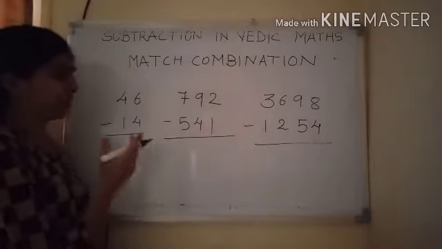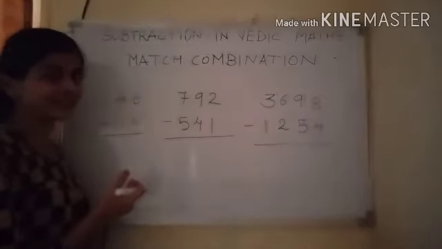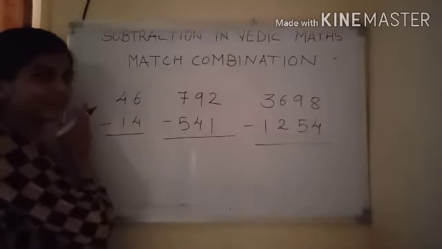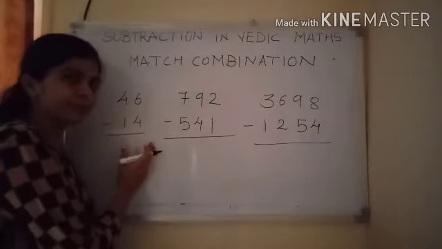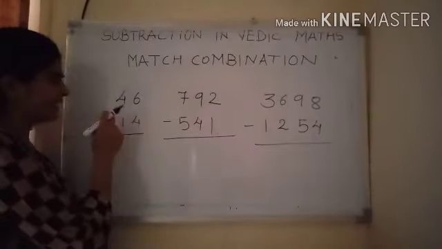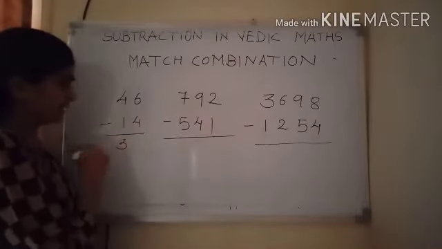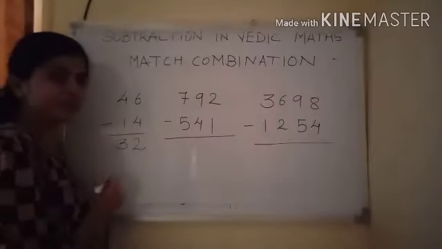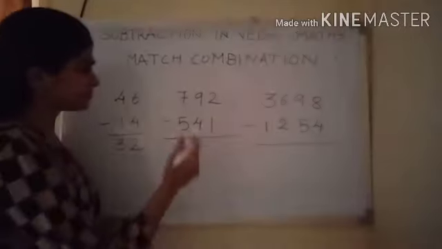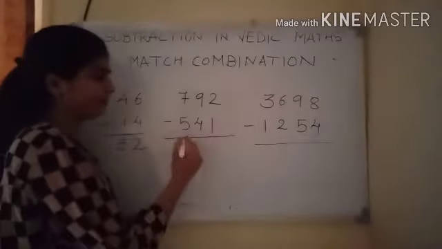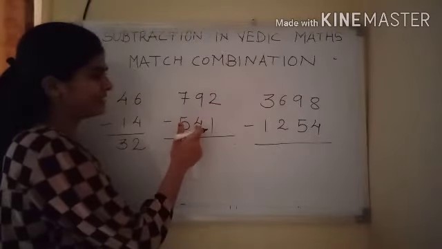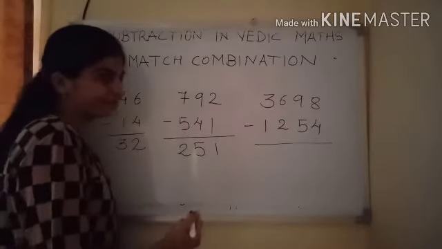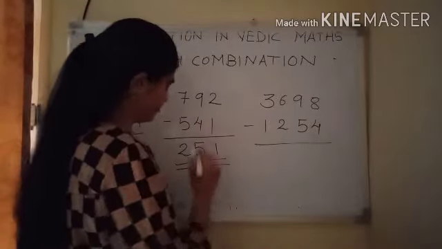Now, let's start. As I have explained in the earlier session, we should start this subtraction from the left hand side. In traditional math, we used to do it from the right hand side, right? So, start with the left hand side. 6 minus 4, that is 2. So, the answer is 32. 7 minus 5, 2. 9 minus 4, 5. 2 minus 1, 1. Now the answer is 251.